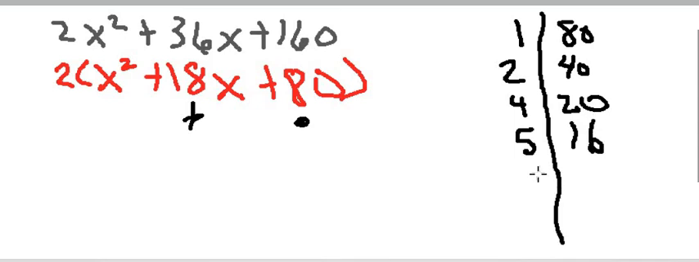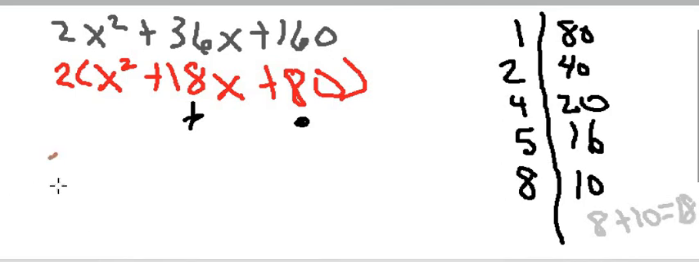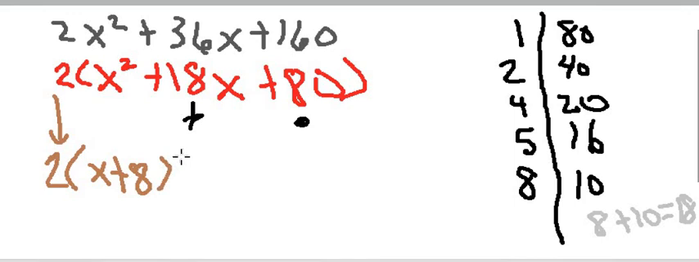So 80 divided by 6 doesn't go into it evenly. 80 divided by 7 won't go into it evenly, and then 80 divided by 8 is 10. And now we finally have a match because 8 plus 10 is 18. So that means the inside will factor, bringing down my 2 from up there. So x squared plus 18x plus 80 factors into x plus 8, and then x plus 10.